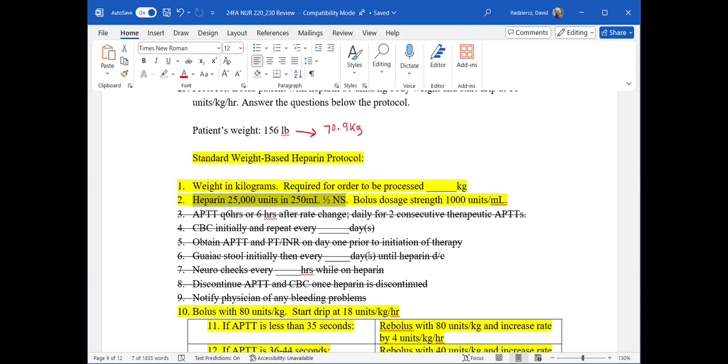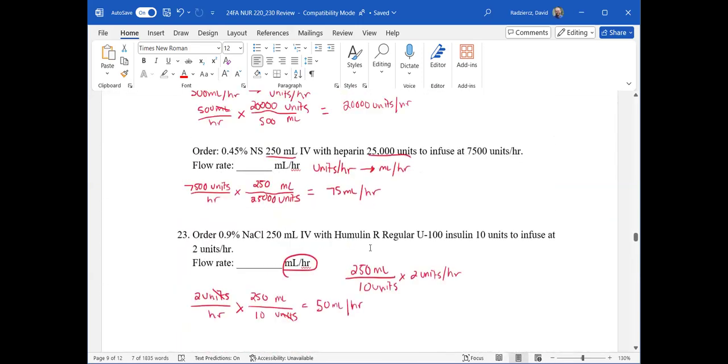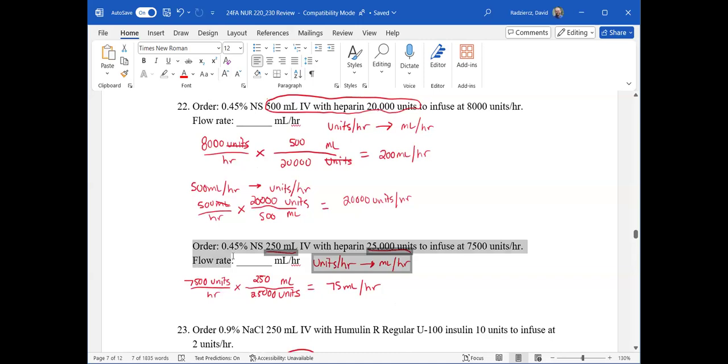Okay, next question. For every heparin question, is it going to be 25,000 units, or will that number change? If it's a standard heparin protocol, it will always be these availables: 25,000 units in 250 and the 1,000 per mil for the bolus. If it's the heparin protocol, that's what it will be. Because if you look at the practice sheet, you have some other heparin questions. Like this one says 0.45% normal saline, 250 ml, 25,000 units. It happens to be the same.